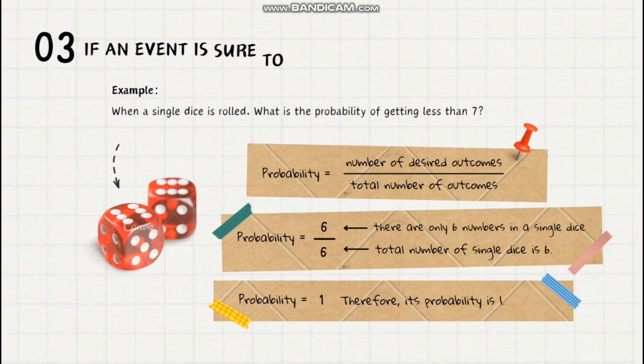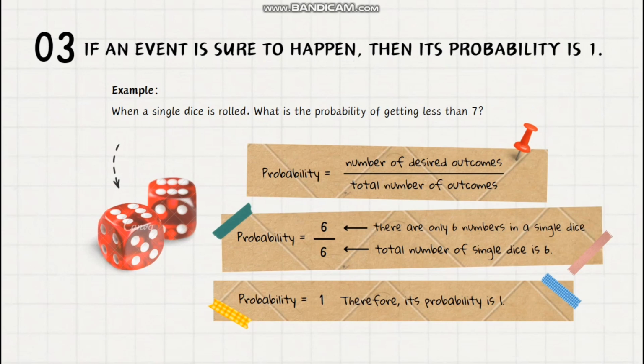The third rule is if an event is sure to happen, then its probability is 1. For example, when a single die is rolled, what is the probability of getting less than 7? Since there are only 6 numbers in a single die, we've come up with the number of desired outcomes, which is 6 over 6. So therefore, its probability is 1.